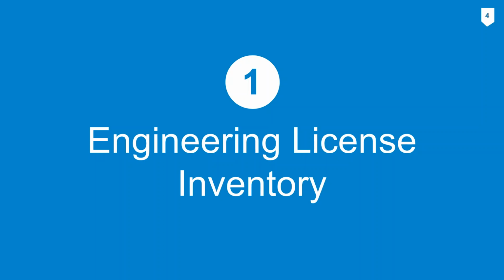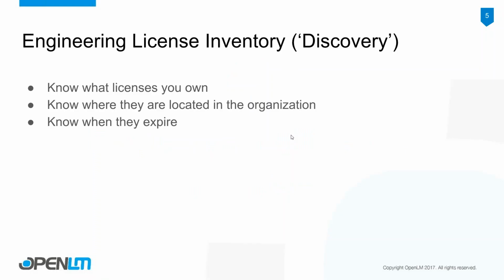So let's take a look first at the license inventory. License inventory, sometimes referred to as discovery. It's a popular term in SAM software. It means knowing which licenses you own and knowing where they are located and if they are about to expire or already expired.